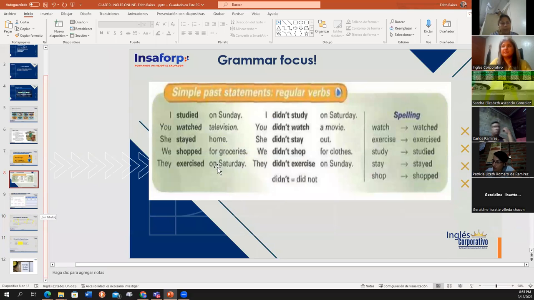Okay. Número de página, teacher. Let me see. Let me check. It is in page 93. La página 93, después de que ven esto, donde dice Grammar Focus, ahí está. Thank you, Yela, ya la vi.